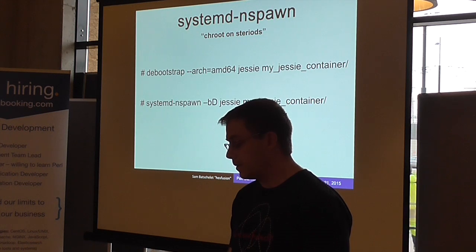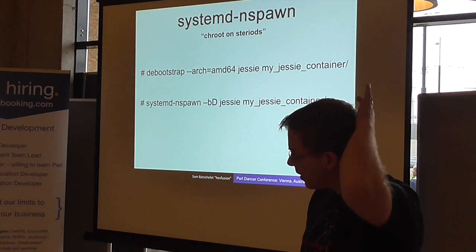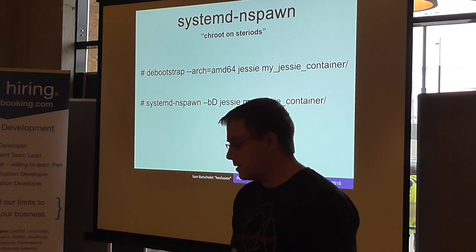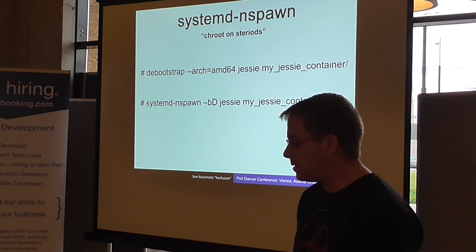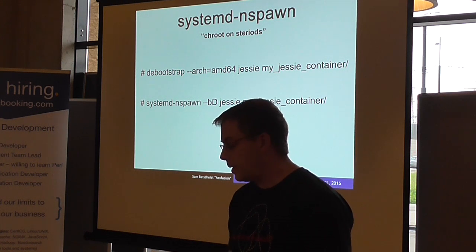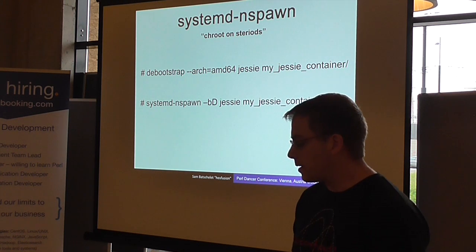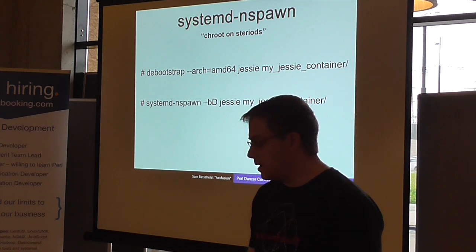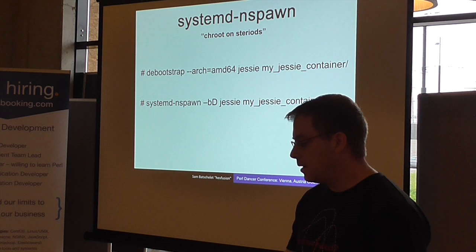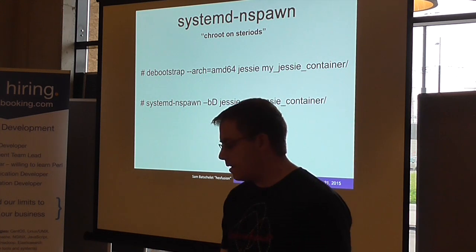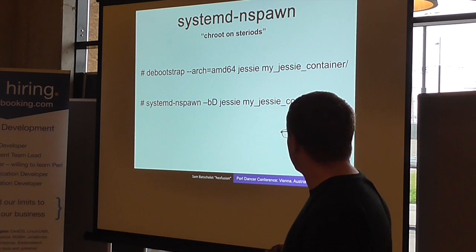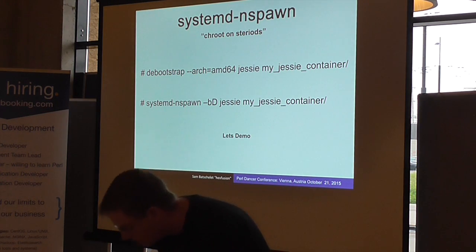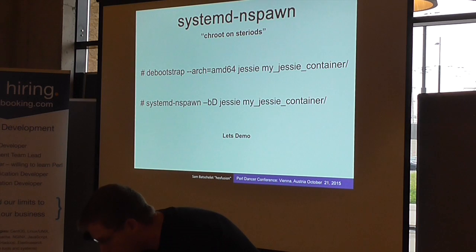I was blown away. So here's just a few commands that basically can spawn a Jessie container. If you look at this relatively simply, you've got debootstrap, and then nspawn, a couple of flags there. The B means boot, D is your directory, so in this case, we're in the same directory that we created there with Jessie. So right here. So let's check this out. Pretty cool. Maybe.